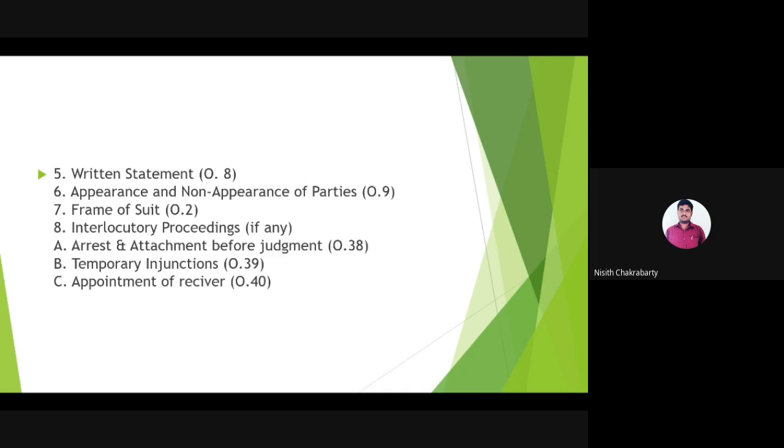There will decide the frame of suit. Suit will be framed in a manner so that multiplicity of litigations is avoided. Therefore, that we will read Order 2. Order 2 deals with frame of suit.